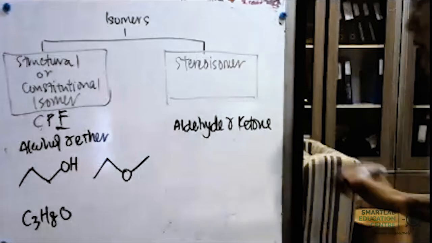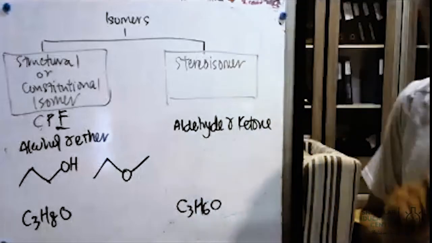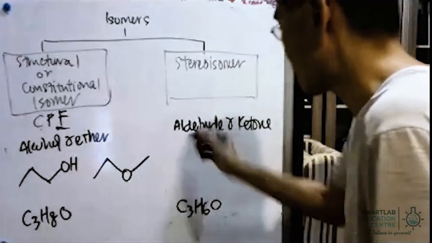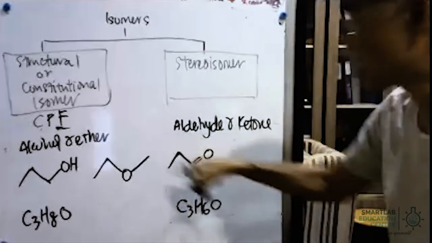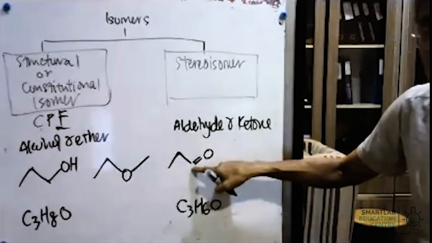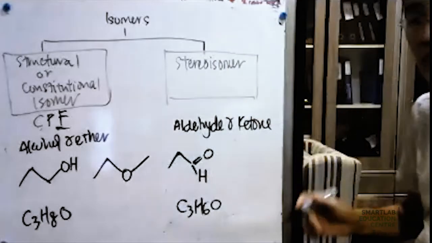Aldehyde and ketone, again, formula-wise, we can have C3H6O for the molecular formula. A good example for your aldehyde is one to three carbon and then a double bond O. I'll just leave it like that. This is classically an H. You could actually repeat it, but if you don't, it's also fine.